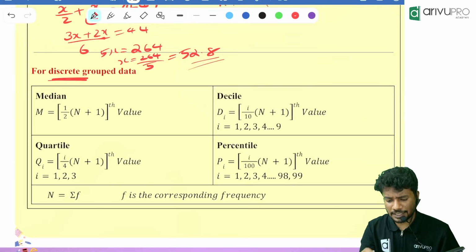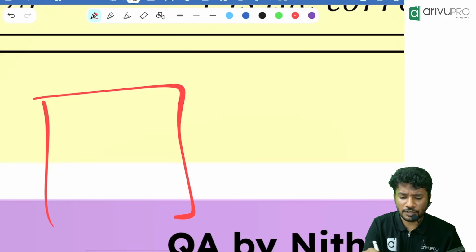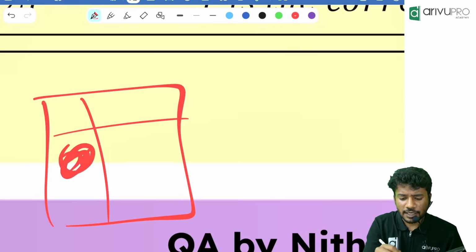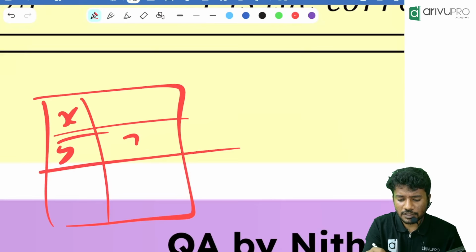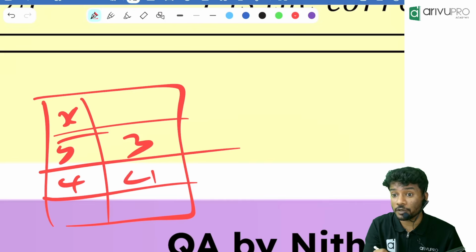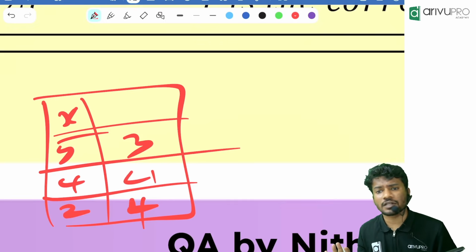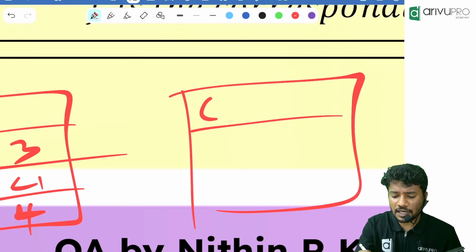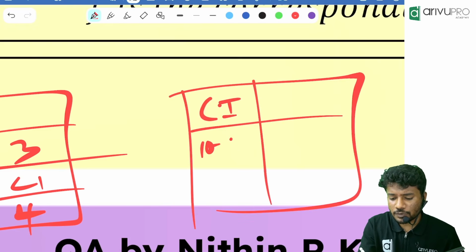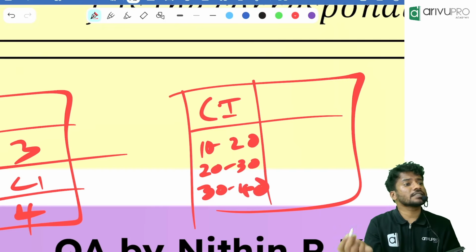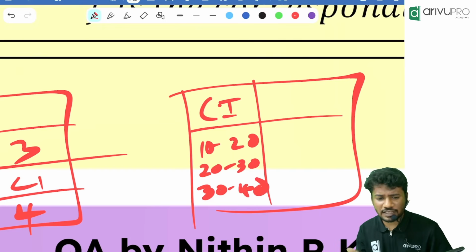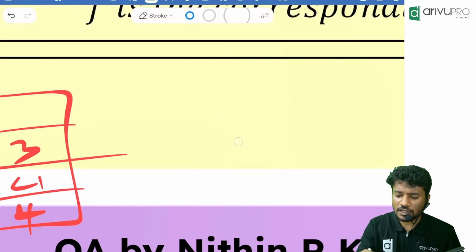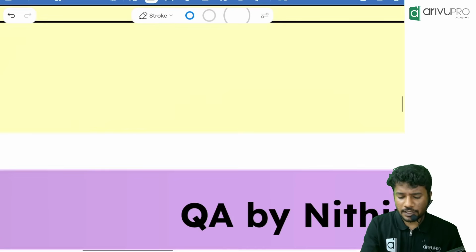I'll tell you what discrete group data is. Long back I told you about the numbers, right? X was, for example, 5 happens these many times, 4 happens these many times. Do you remember in the initial time of the class, 2 happens 4 times? This type of grouped data is called discrete group data. Continuous group data means there will be a class interval like 10 to 20, 20 to 30, then 30 to 40. Everything has different methods, so we will learn discrete group data now.